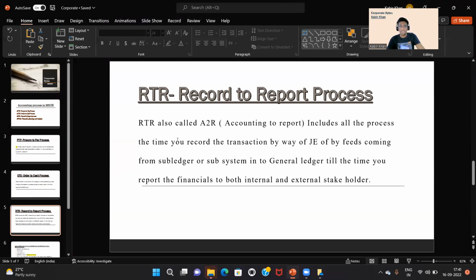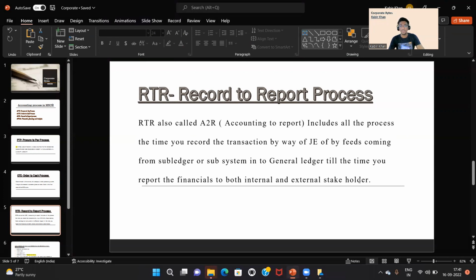It includes all the processes from the time you record the transactions by way of journal entries or the feeds coming from the subledger or the subsystem into the main general ledger, till the time we report our financials to both the internal and the external stakeholders. So the record to report process plays an important role.